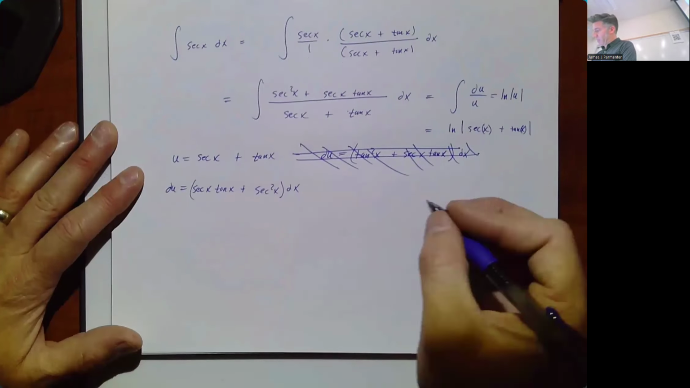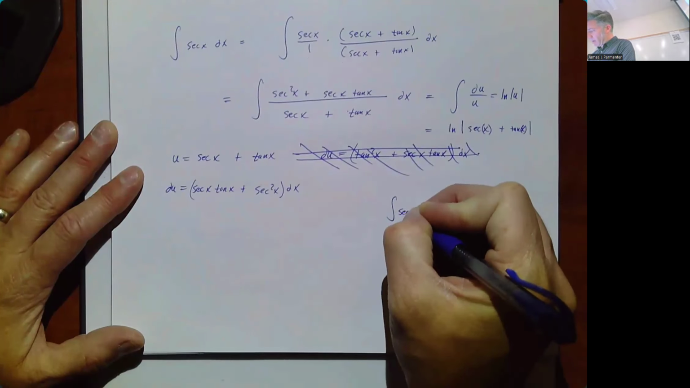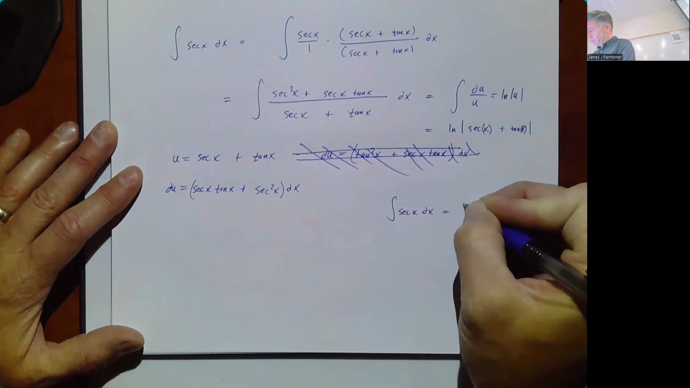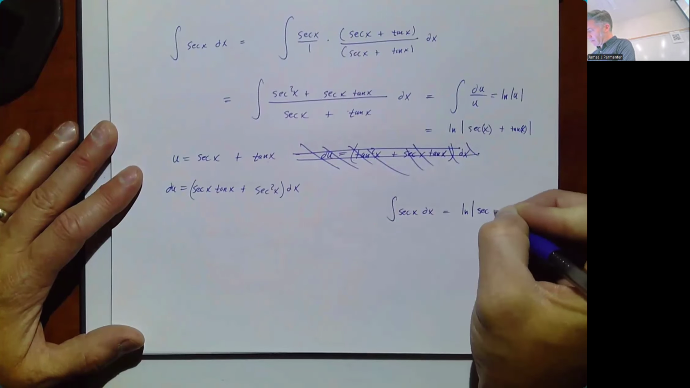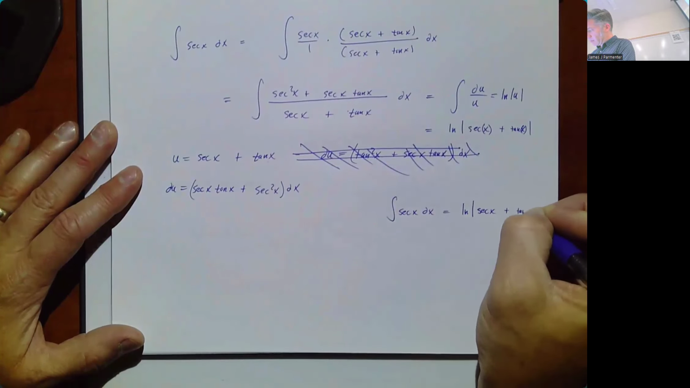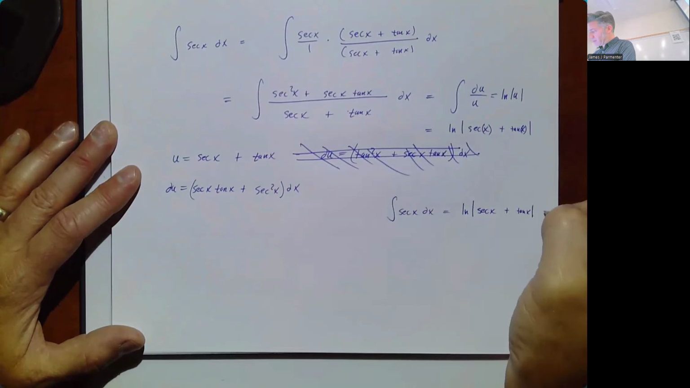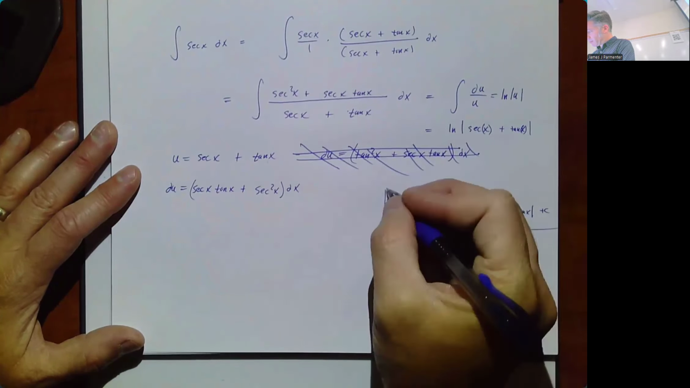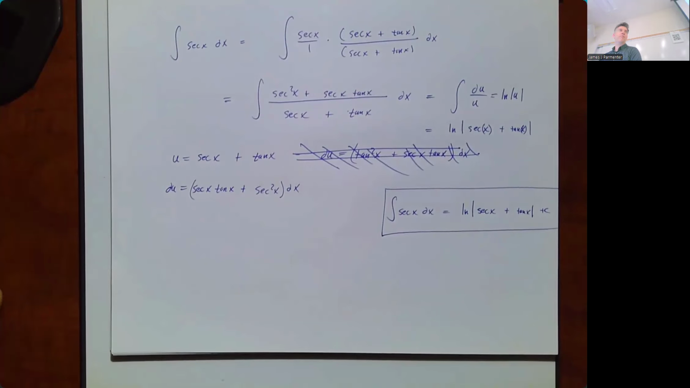So write down here again, the integral of secant of x is equal to the natural log of the absolute value of secant of x plus tangent of x plus c. So back to the problem at hand.